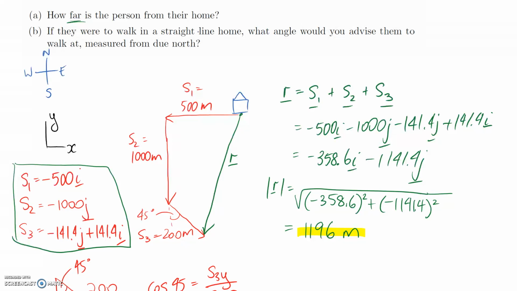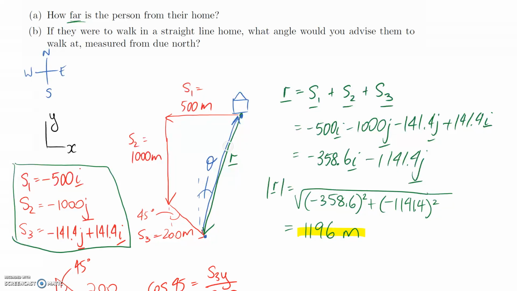Right, so for part B, if they were to walk in a straight line home, what angle would you advise them to walk at, measured from due north? So this is where they're at, this is where they need to be. So a straight line is basically just going to be the opposite of this r vector. So I'll just pop it in here. Alright, that's the vector that they need to walk on to get home. So what we're interested in is the angle that this vector is at, measured from north. So that's going to be the theta I've marked in there.